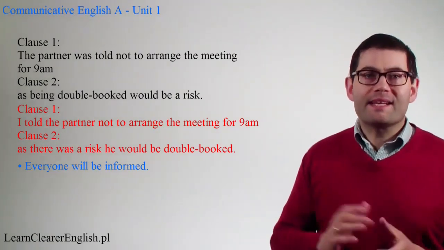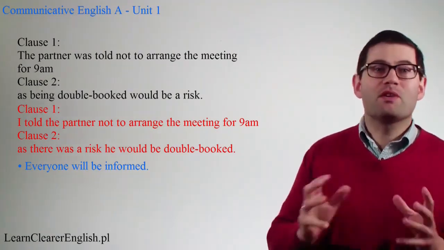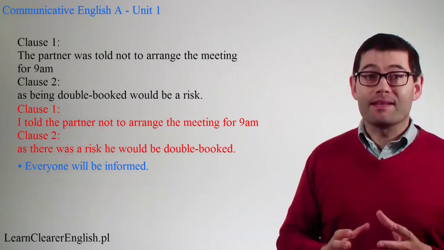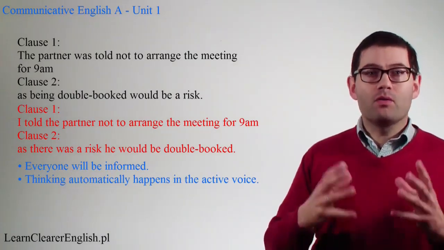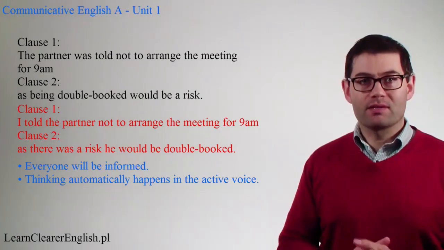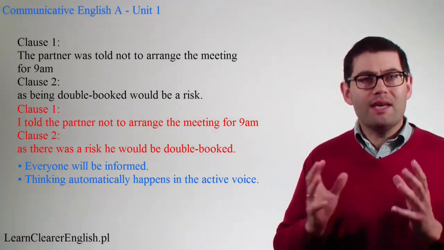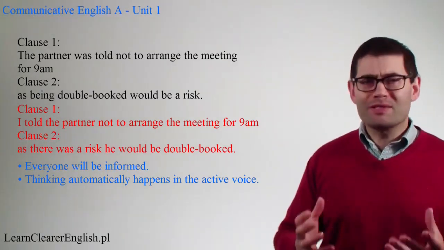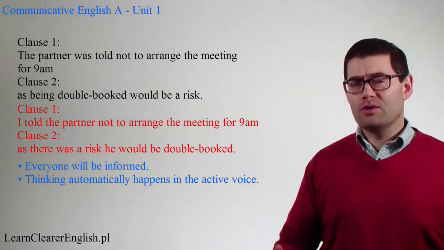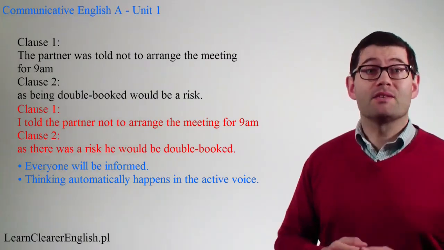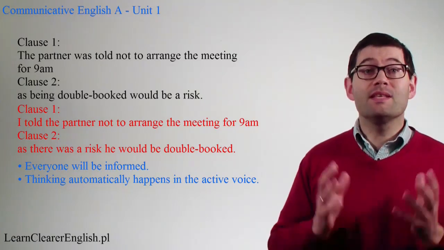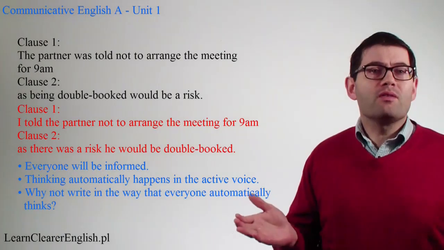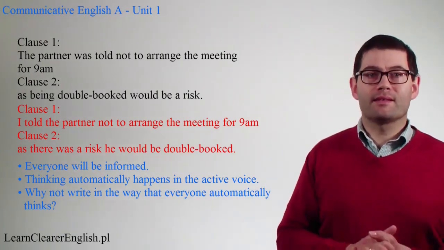The reason why the active voice is so powerful, and it's not just because it presents all of the information, which is also incredibly important, it's because in English, the way you think automatically happens in the active voice. Think about it. You get a complicated sentence structure or a complicated message, and the first thing you do is, what's happening here? Who is doing what to who? This basic message and the way you form the basic message is in the active voice. Subject, verb, object. So why not write in the way that everyone automatically thinks?